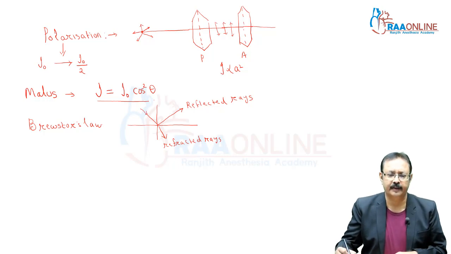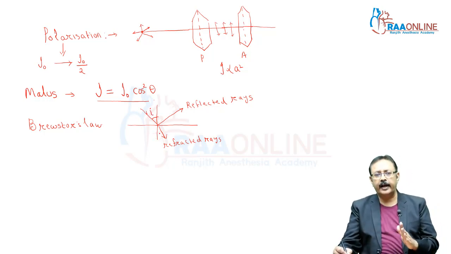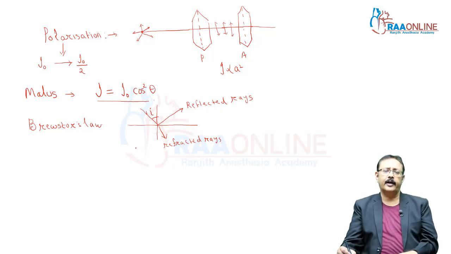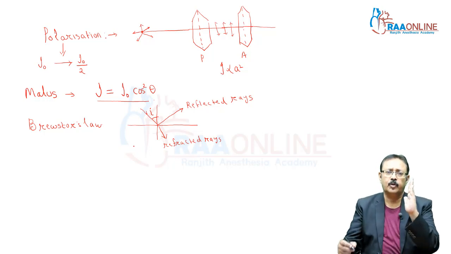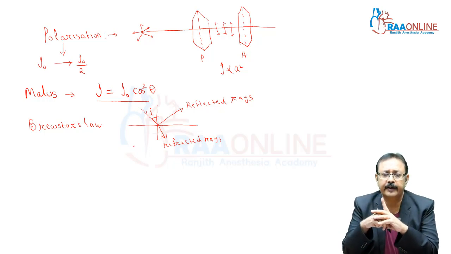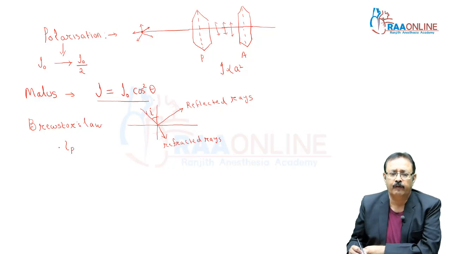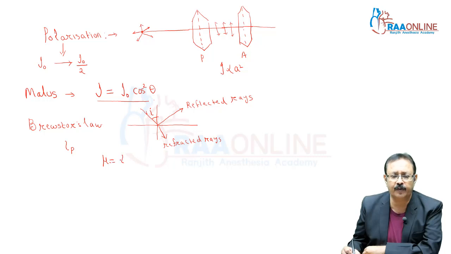Brewster observed, with this being the incident ray and the angle of incidence, that in the reflected ray there is some degree of polarization. Means the reflected rays are polarized. And when he changed the angle of incidence, he got one angle at which the whole reflected ray was totally polarized. When the reflected ray was totally polarized, that angle is known as the angle of polarization. What rule did he give? If the angle of polarization is IP, the refractive index is tan IP.